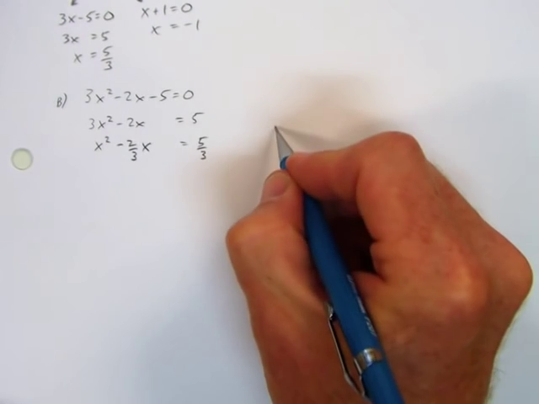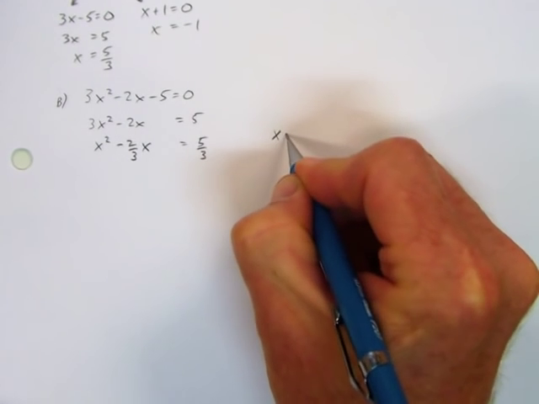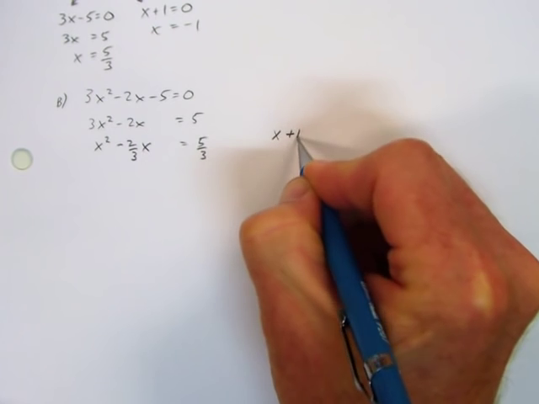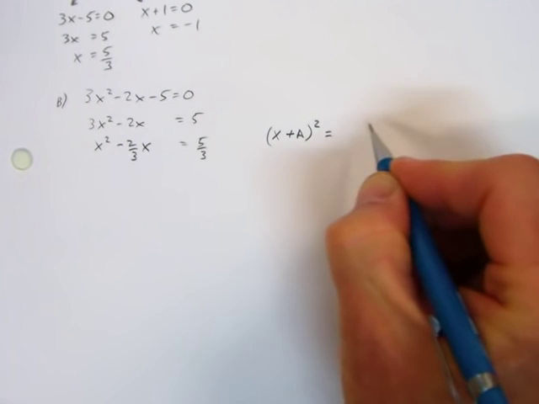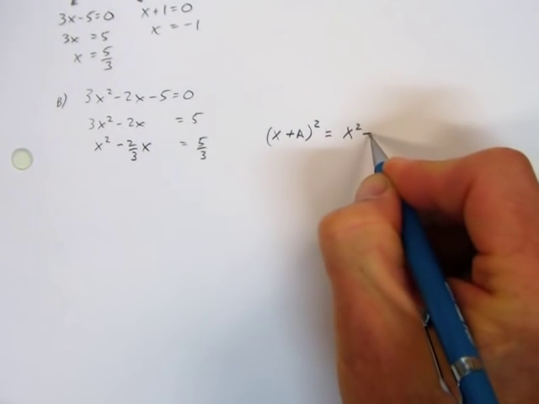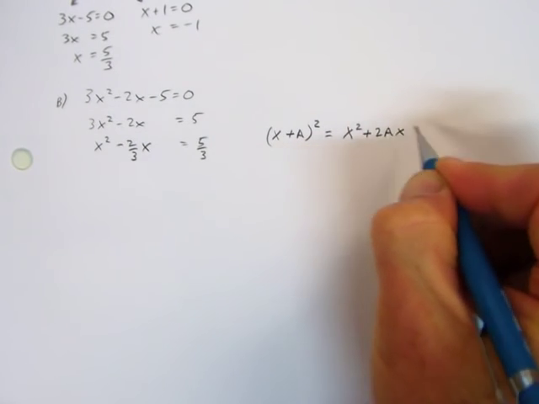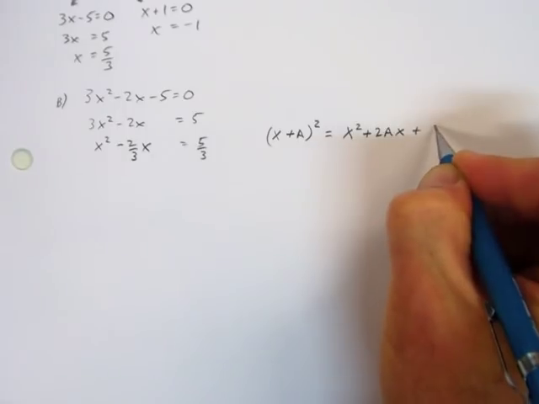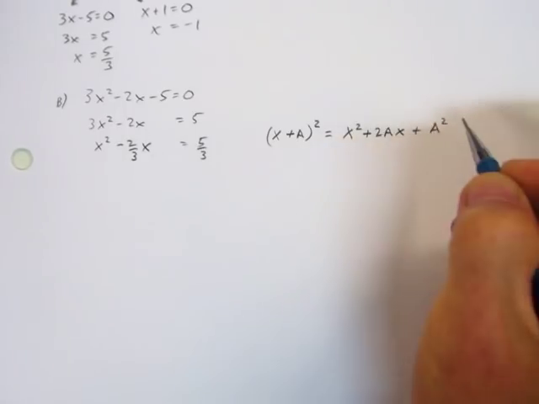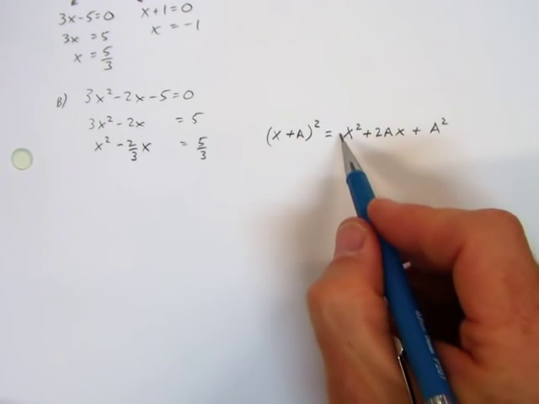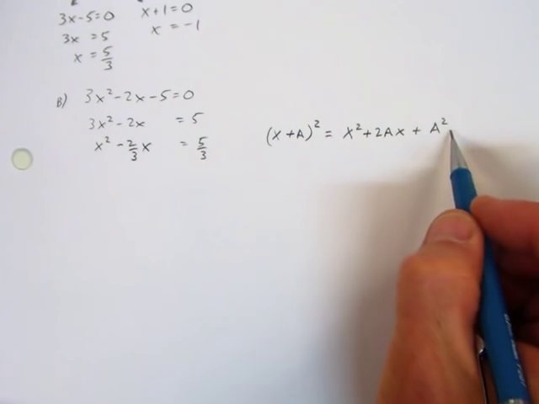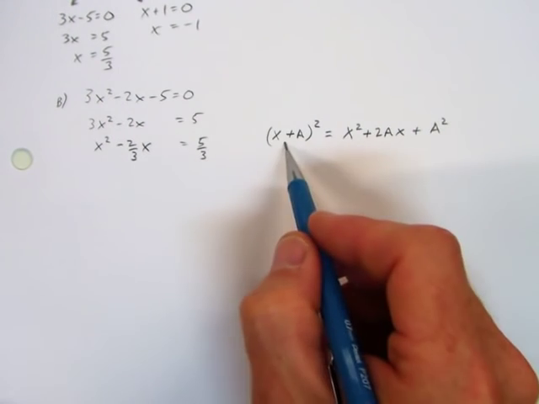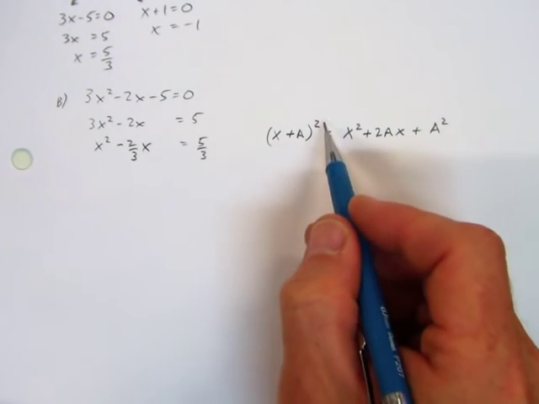Now our goal is to get a perfect square here. Let's do a little review. If I have x plus a quantity squared, this equals x squared plus 2ax plus a squared. So what we want to do is create this x squared plus 2ax plus a squared, and then we can write it as x plus a quantity squared.